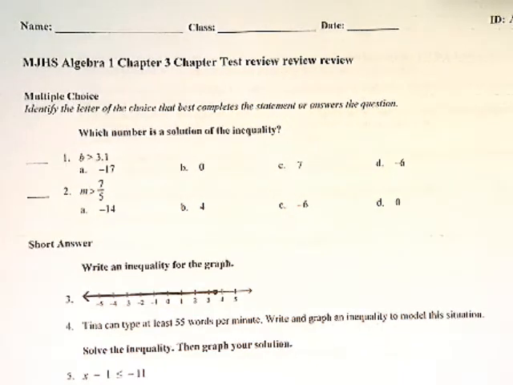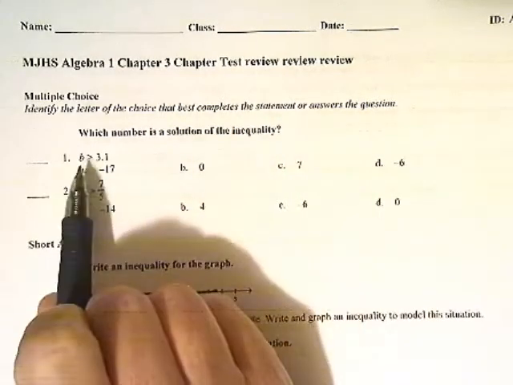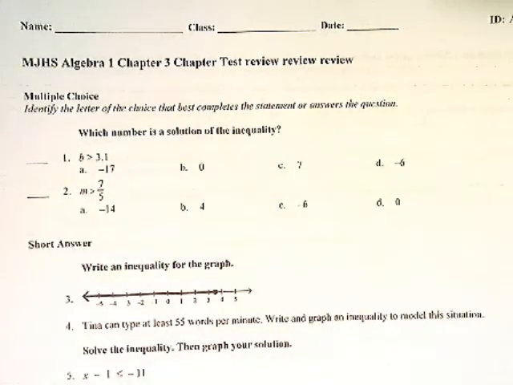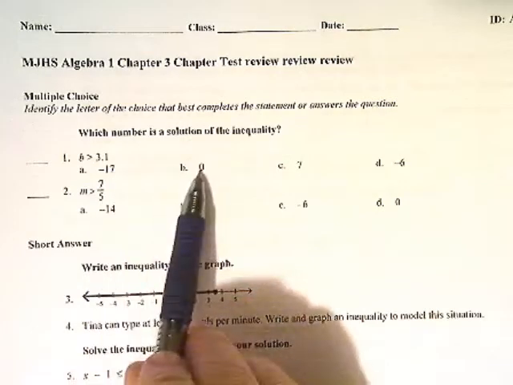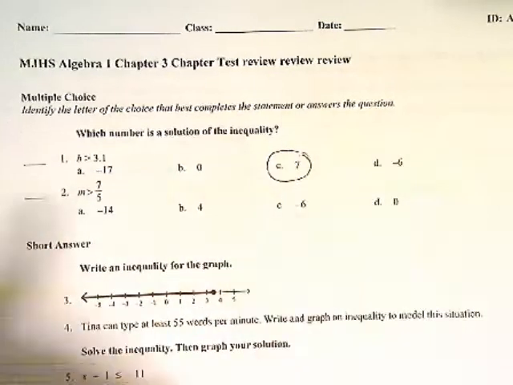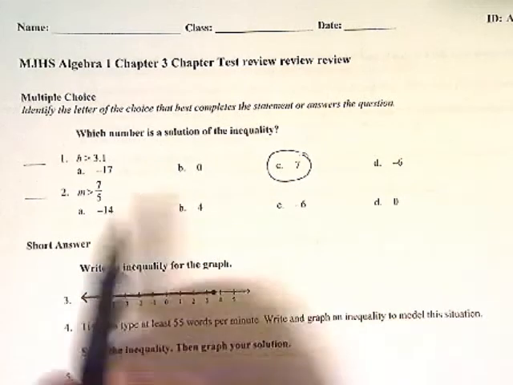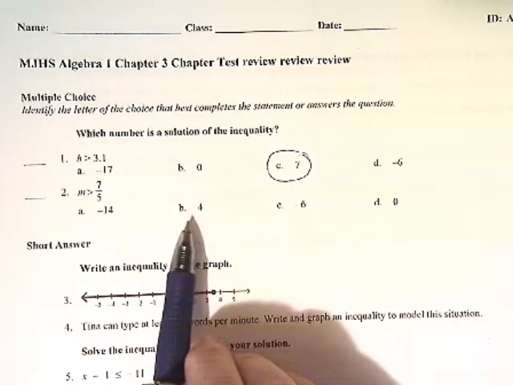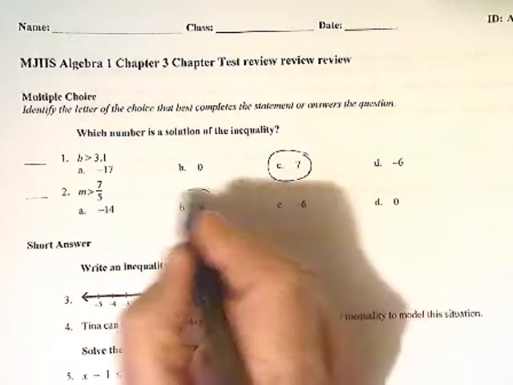Okay, Algebra 1, Chapter 3, Test Review. It says, which number is a solution to the inequality? The inequality says that b must be greater than 3.1, and the answer choice that's greater than 3.1 is C. Number 2, m is greater than 7 over 5. Well, that answer choice is B.